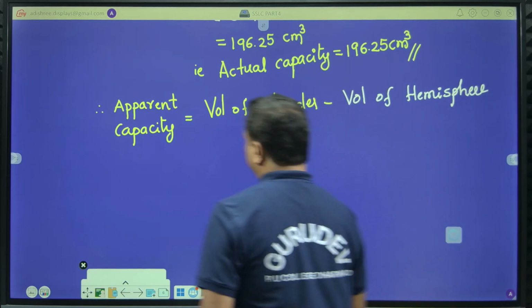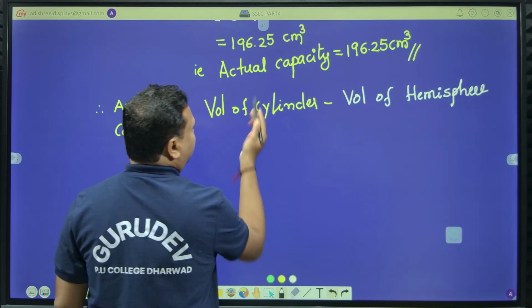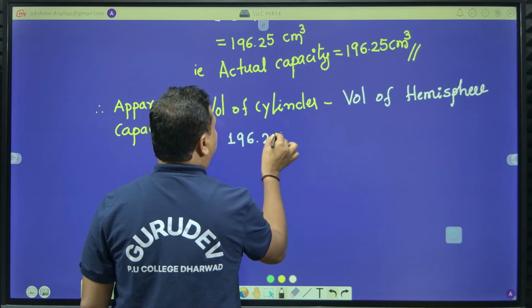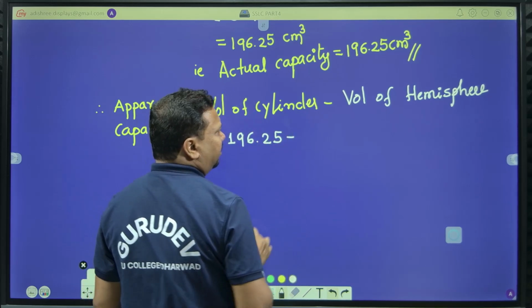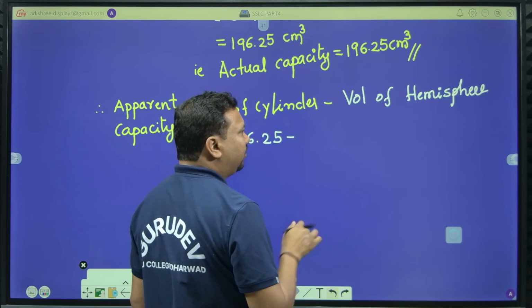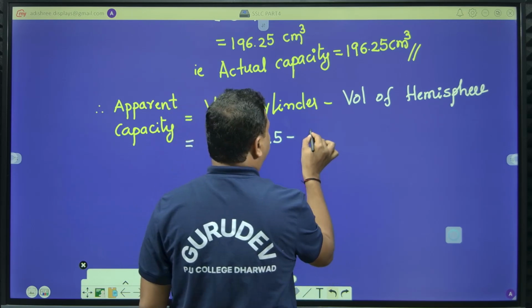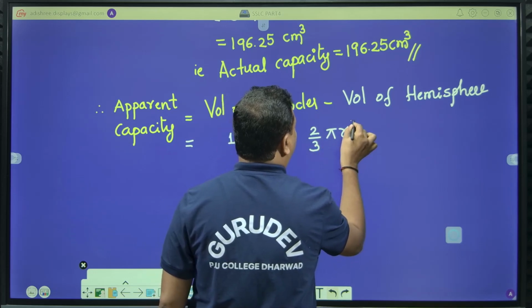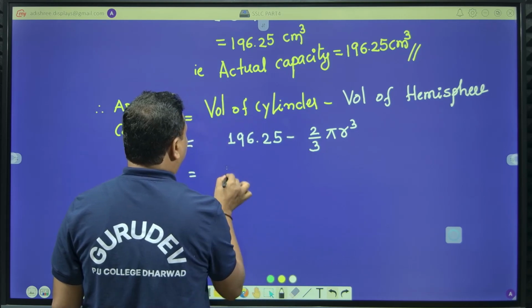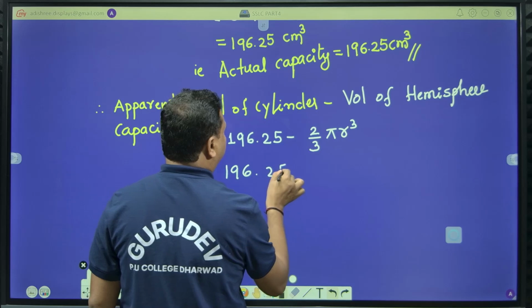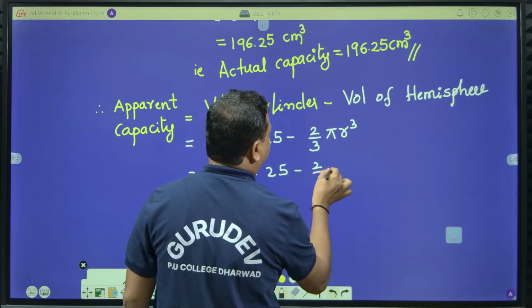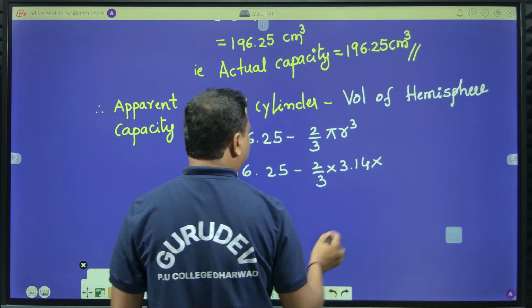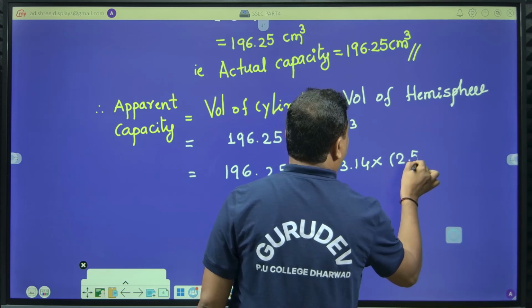Let me substitute the value. This we have already calculated. 196.25 minus the volume of the hemisphere. The volume of a sphere is 4 by 3 pi r cube, but here for the hemisphere it will become 2 by 3 pi r cube. That equals 196.25 minus 2 by 3 into 3.14 into the radius. The radius was 2.5, so 2.5 to the power 3.